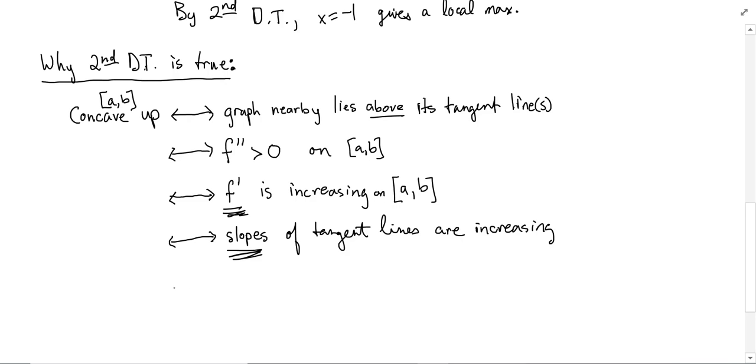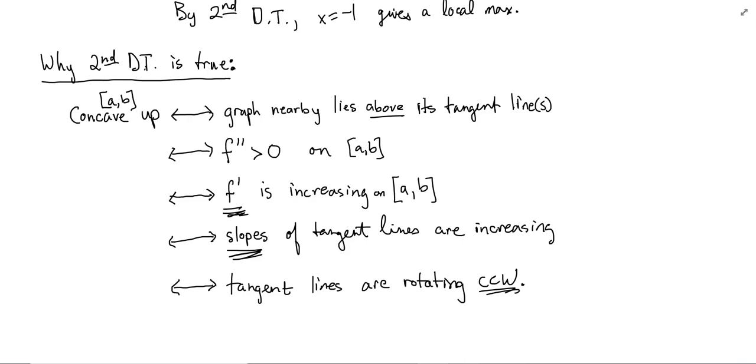Now, one way to capture this that's particularly useful is to say if the slopes are increasing, that says that the tangent lines are rotating as you go from left to right. They are rotating in the counterclockwise direction. So let me say that, and then we'll try to illustrate this in GeoGebra. So the tangent lines are rotating, turning, counterclockwise. Let's see if we can make sense of that. We'll go over now to GeoGebra.